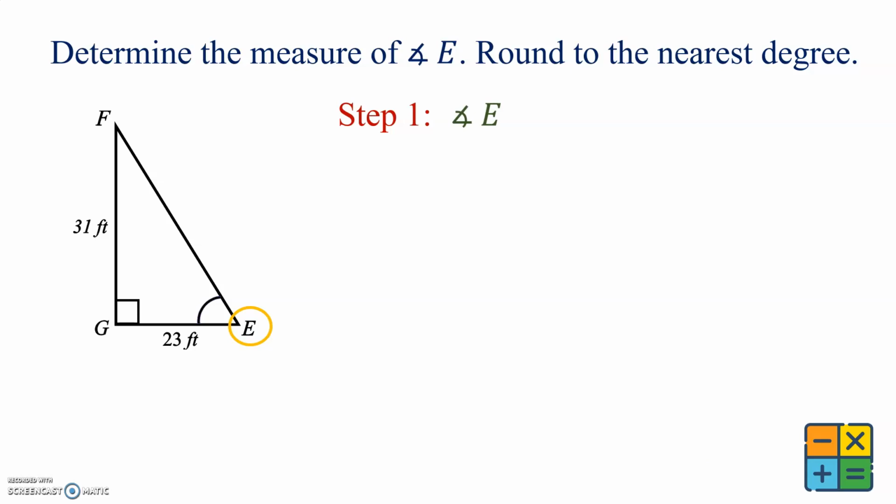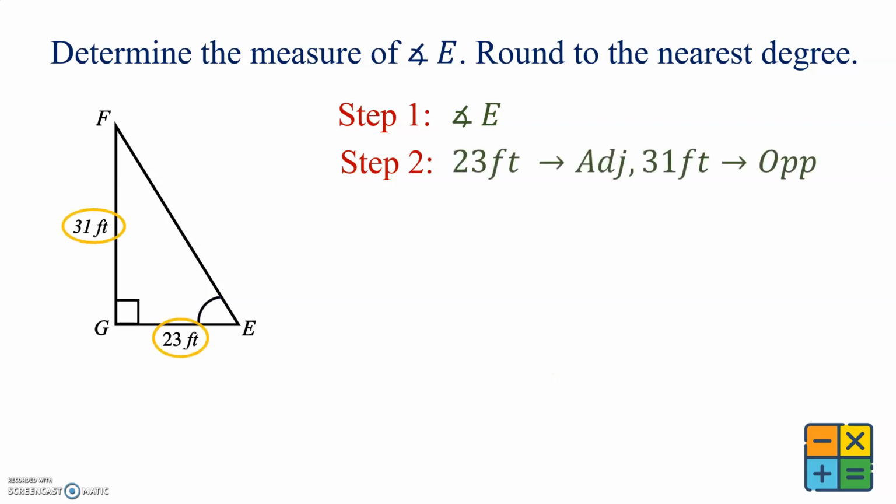Because in the original question, it says determine the measure of angle E. That's the angle we're working with, or more specifically, the acute angle we're working with. Step 2, let's name the sides that are referenced to angle E. Well, it looks like we're working with 31 feet and 23 feet. 23 feet happens to be the side adjacent, while the 31 feet happens to be the side opposite.